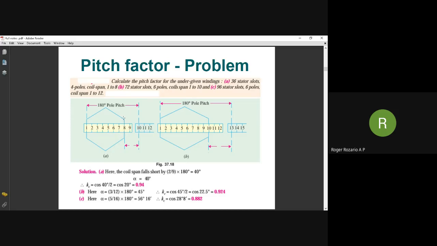For some advantages, the length of the overhang is reduced, saving in copper, and reducing the harmonics.